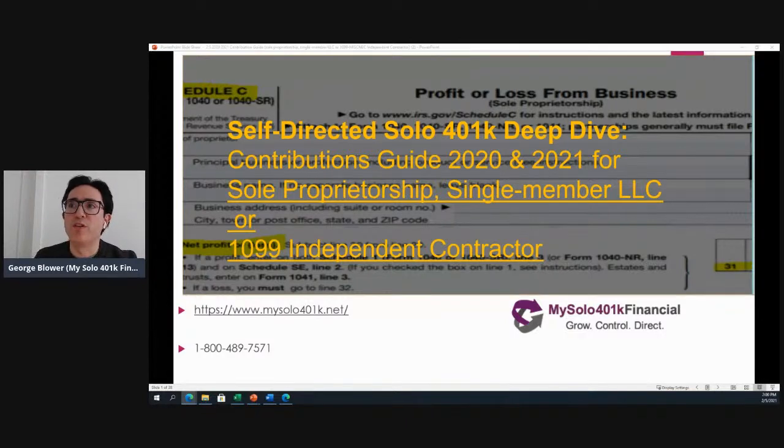We're going to be going over a deep dive presentation on the solo 401k contribution rules for 2020 as well as 2021. And it's specifically focused on individuals whose self-employed business is taxed as a sole proprietorship, a single member LLC, or a 1099 independent contractor.